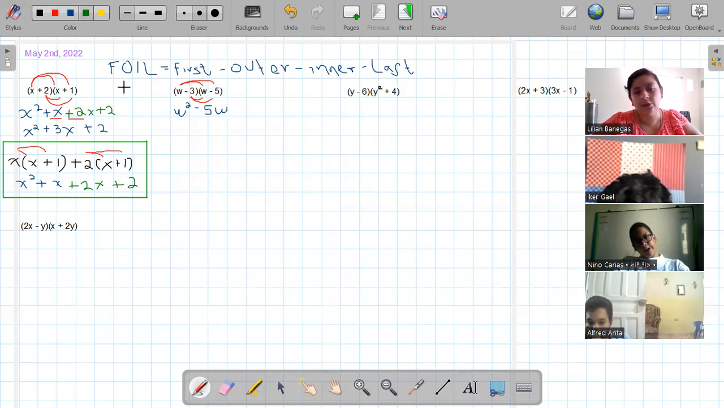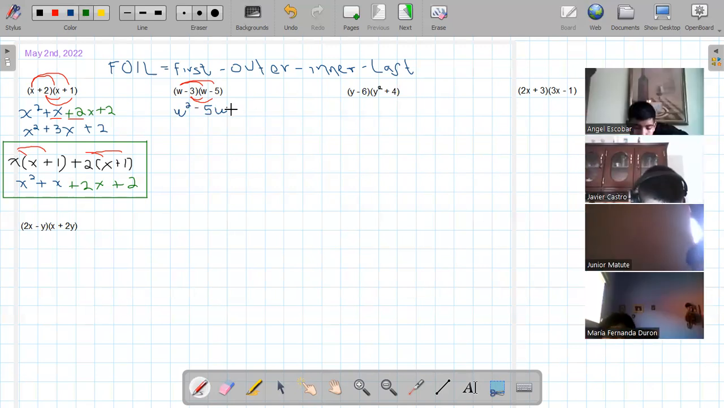Signs are really important. And just for you to see, I'm placing it in green. -3 times W. -3 times W is -3W. And the last one, -3 times -5. Positive 15. Exactly, because negative times negative is positive.